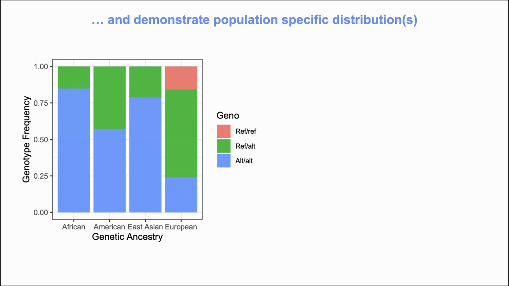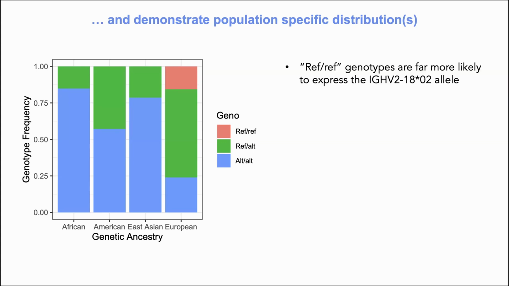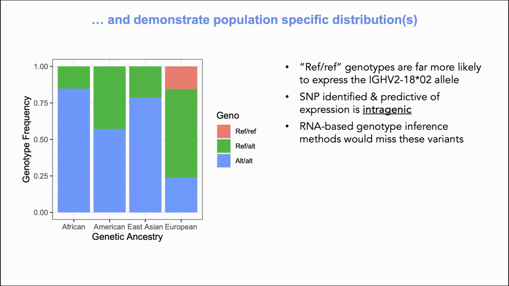Again, I'm not drawing any biological conclusions, but it does suggest the hypothesis that if that variant and that gene expression is associated with disease pathogenesis, maybe this would differ across populations based on that genetic frequency. So in wrapping up this very preliminary but exciting data, I want to draw attention again to the conclusion: that variant is associated with the expression of that IGLV2-18 *02 allele. Now, importantly, that SNP is intragenic.